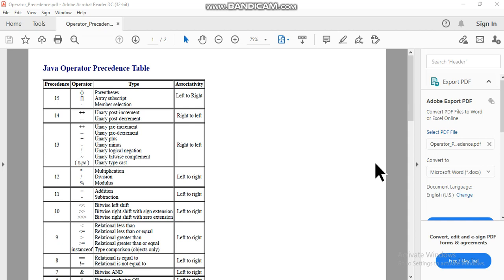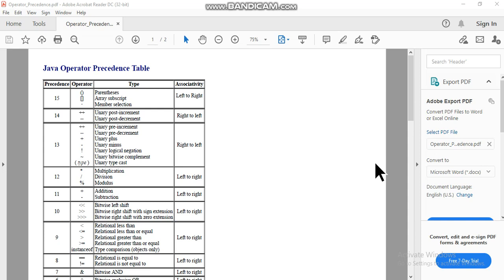So we'll start with parentheses. There are parentheses when we create a new object, denoted by round parentheses. There is the array subscript, denoted by square brackets, and the dot. Suppose we have to access a member variable of an object, we access it by the member selection operator. For all these kinds of operations, the associativity of execution of the program is from left to right.